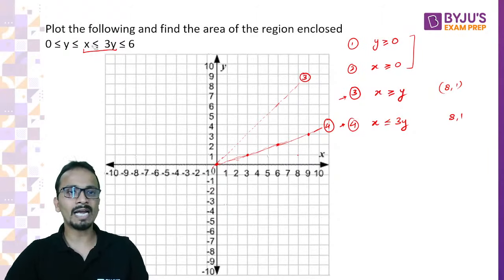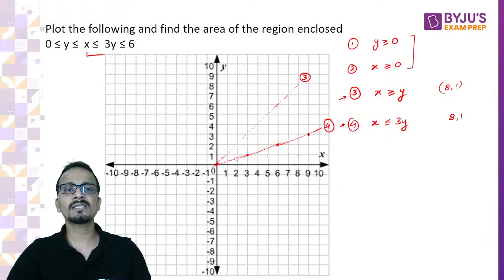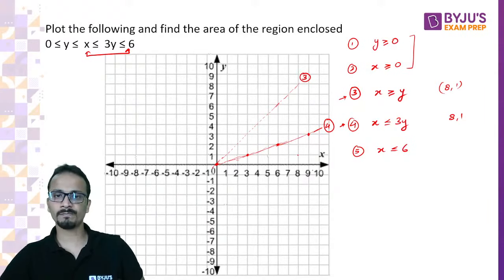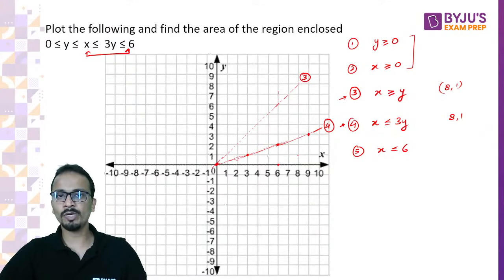Now let's have a look at the next part. Now next part will be x less than equal to 6. Okay, so number 5, x less than equal to 6. So I'll plot x equal to 6. Okay, so x equal to 6 will be this line.